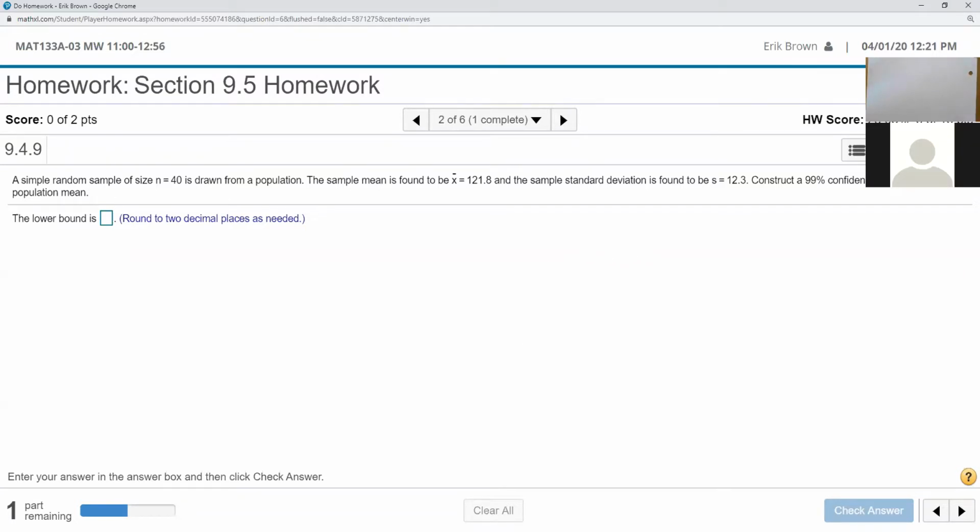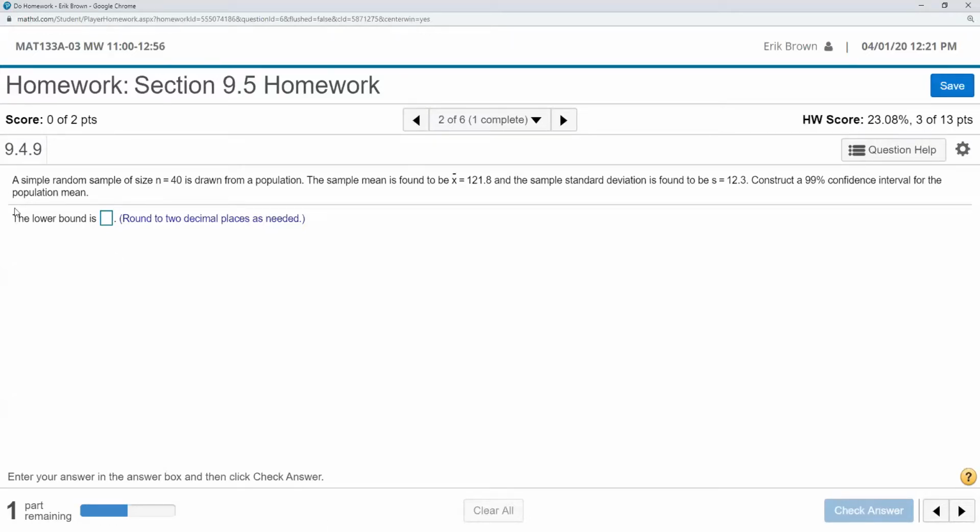Okay, so this question says, a simple random sample of size 40 is drawn from a population. The sample mean is found to be this, and the standard deviation is found to be this. Notice the word construct. That's a command. Construct a 99% confidence interval for the population mean. So it didn't say how many, so we're not looking for a sample size. It said construct, so we're creating a confidence interval.